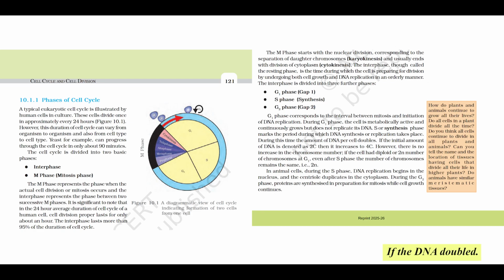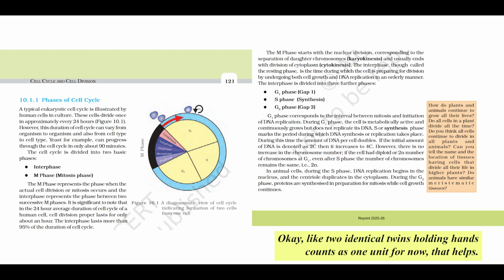If the DNA doubled? Because each chromosome now consists of 2 identical sister chromatids joined together at the centromere. Think of it like photocopying a book, but keeping the original and the copy bound together. It's still counted as one book or one chromosome until that binding, the centromere, splits later on. Okay. Like 2 identical twins holding hands counts as 1 unit for now. That helps. That's a common confusion point for NEET, right? Absolutely. DNA content, C, doubles, chromosome number N stays the same in S phase.